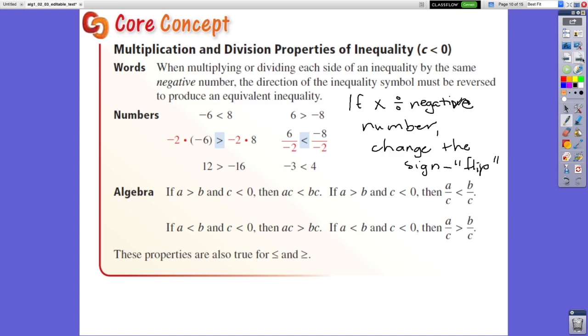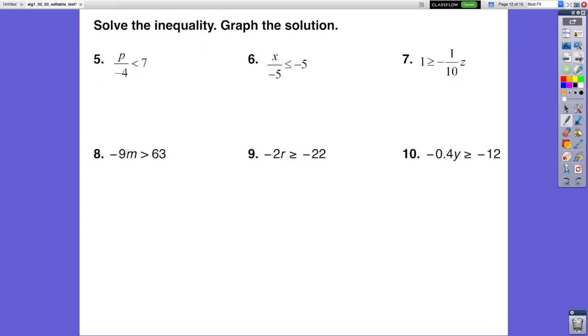Okay, so let's move to this one. So this is monitoring progress 5. Everyone write down monitoring progress 5. So, how do I solve this problem? Multiply both sides by negative 4. Perfect. So we're going to multiply by negative 4. Oh, I'm multiplying by a negative. Because I'm multiplying by a negative, instead of this being a less than sign, I'm going to flip it to be a greater than sign. And it's going to be negative 28.